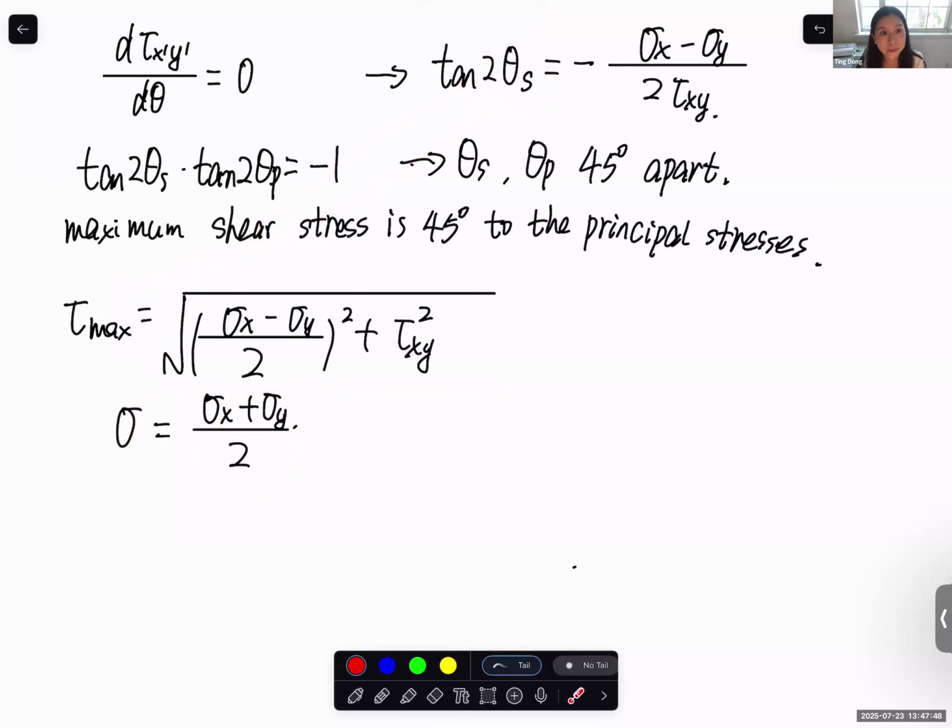Any question for this part? Really quick, so it's the normal stress when the shear stress is maximum, you're saying? Yes, yes, yes.